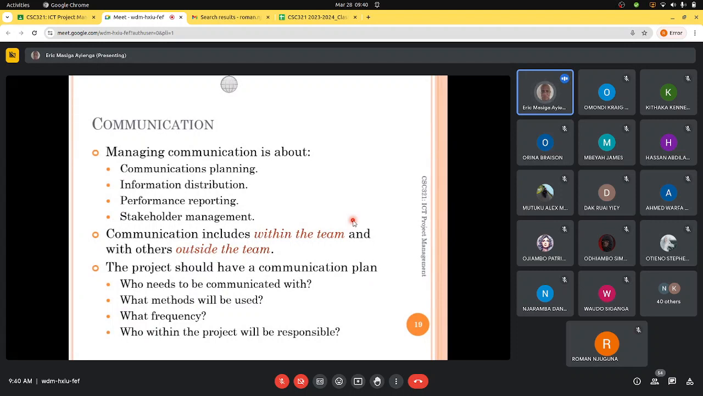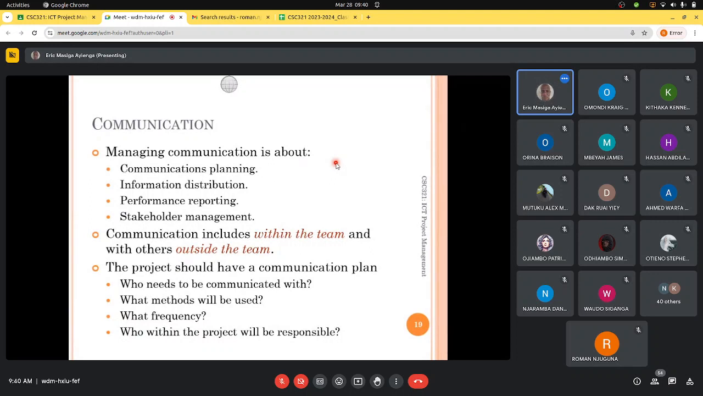Then communication. Remember, a project involves many people. It involves you talking to top management. It involves communication between top management and the sponsor, the client, the users, and so on. So you must plan for this. So managing communication is about communications planning, information distribution. So you plan how you are going to communicate.